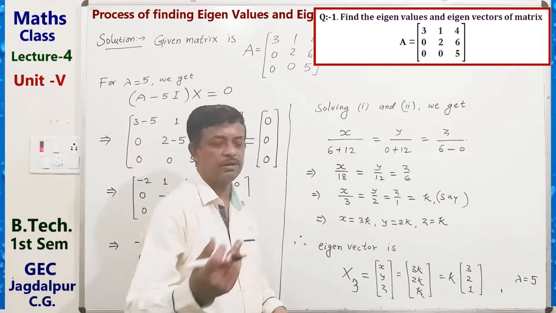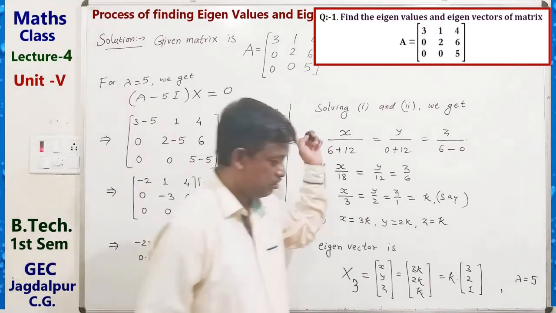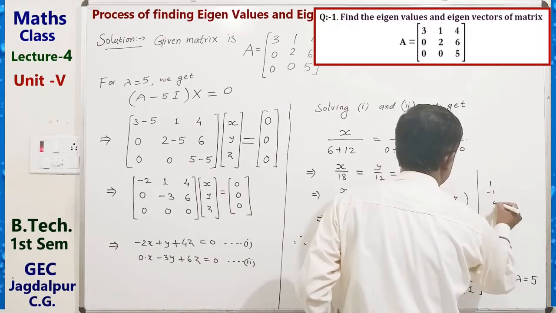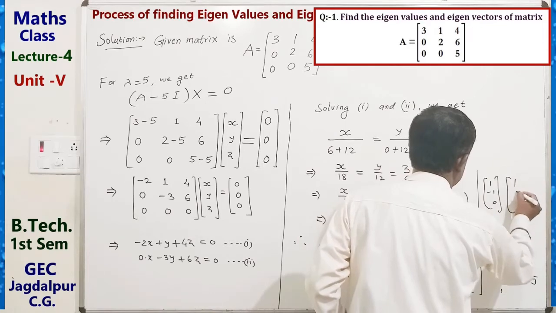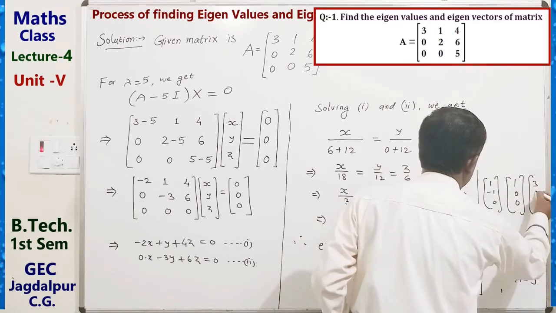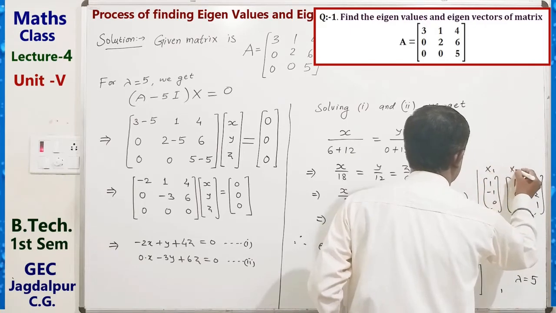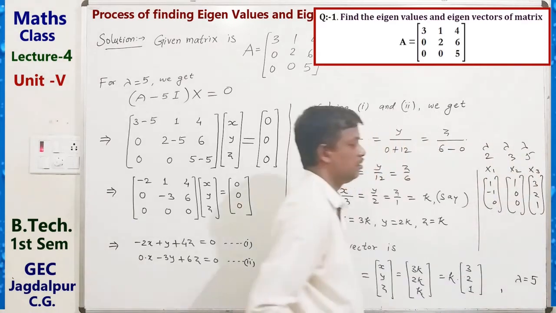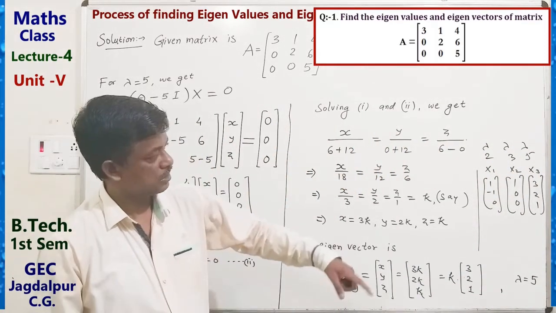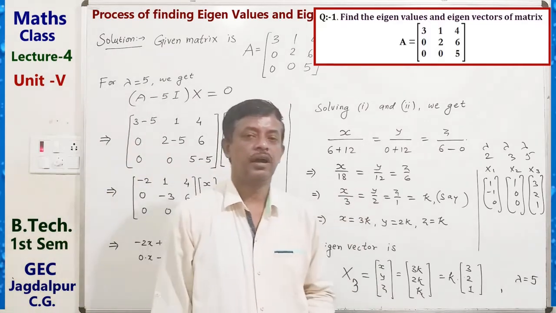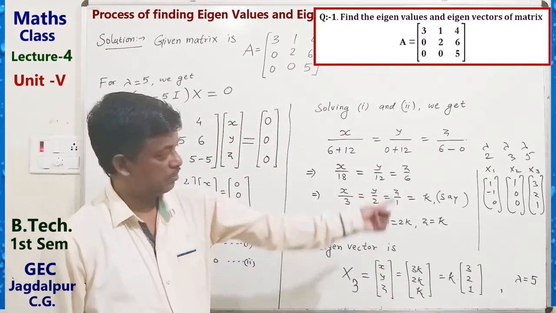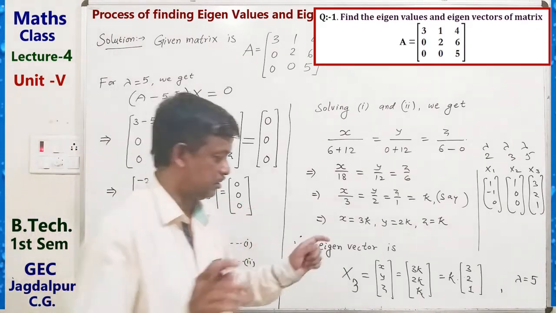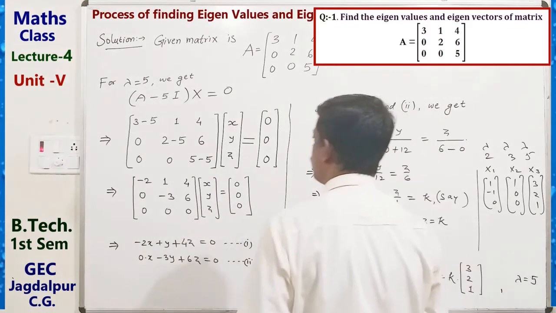So the set of eigenvectors we can write: first was what? 1, minus 1, 0, first vector; second 1, 0, 0; third vector 3, 2, 1. This is x1, this is x2, x3, corresponding to lambda 2, 3, 5. This can be taken as linearly independent eigenvectors. They are independent. Okay, so this is the process for finding eigenvalues and eigenvectors. That is solving the eigenvalue problem.